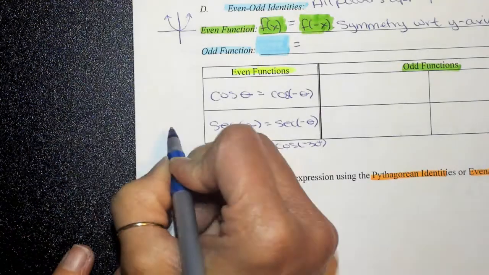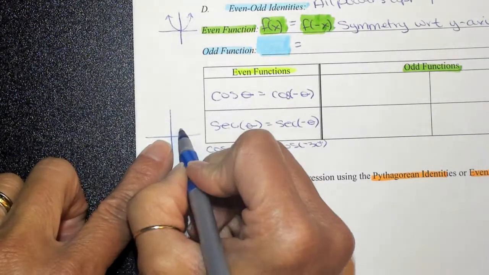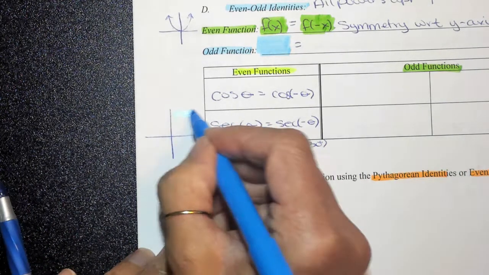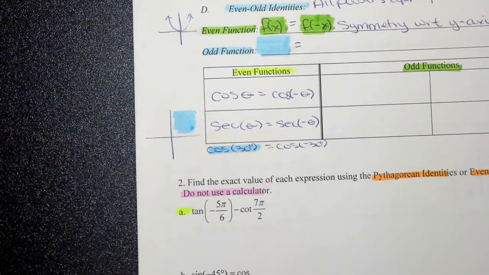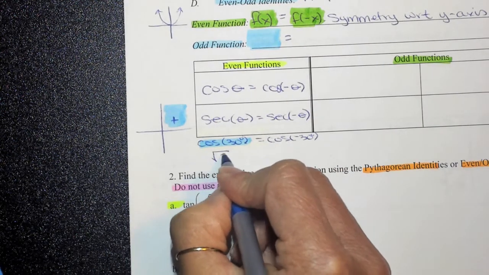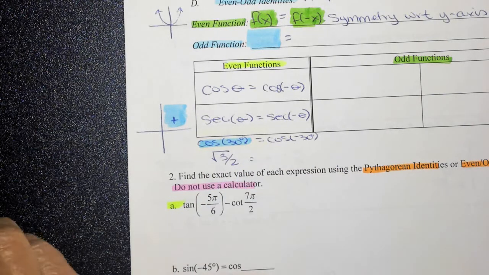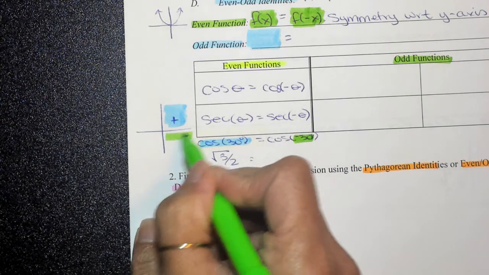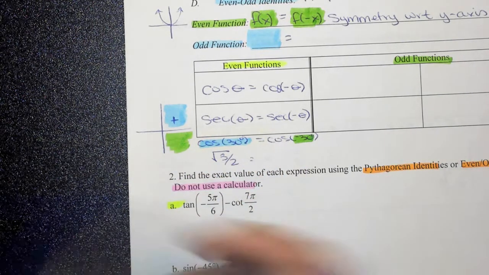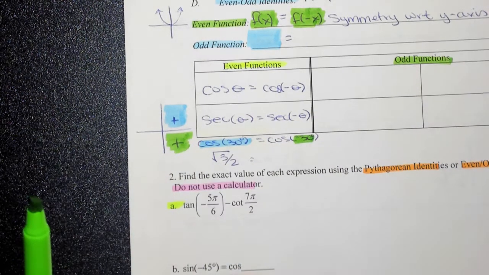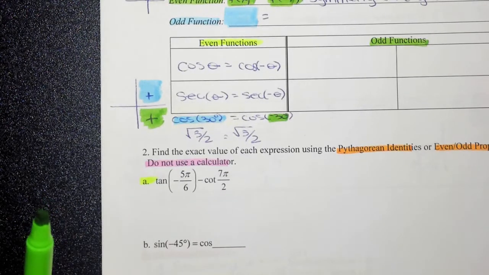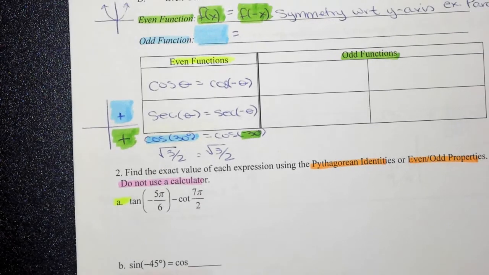And what I want to show you is, if we're on the unit circle, the cosine of 30 degrees is located here. And the cosine is positive here, whatever that value is. In this case, this would be positive square root of 3 over 2. Okay, now the cosine of negative 30 is located here. Negative 30 degrees is in the fourth quadrant, but cosine is also positive here. So this is also the square root of 3 over 2. That's why this works. That's how an even function will work.